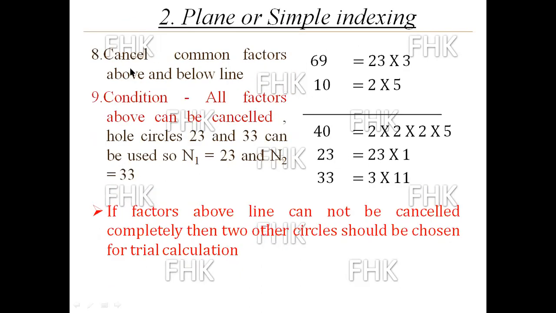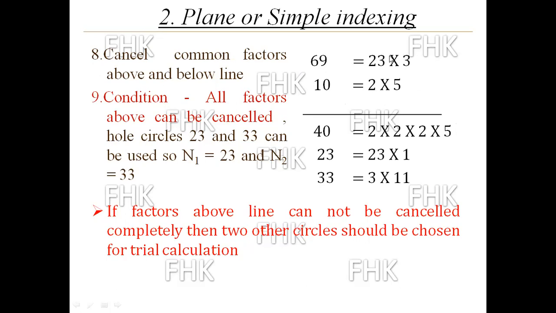Now cancel the common factors above and below the line. So this 23 will cancel this 23, this 3 will cancel this 3, this 2 will cancel one of these two, and this 5 will cancel this 5. And the condition is that all the factors above the horizontal line should cancel.